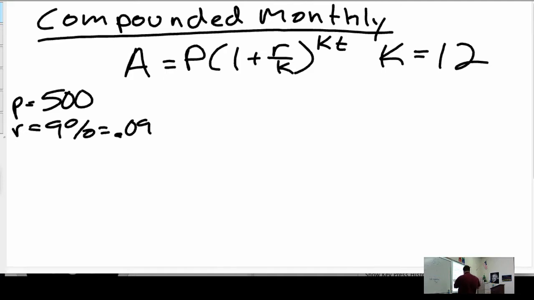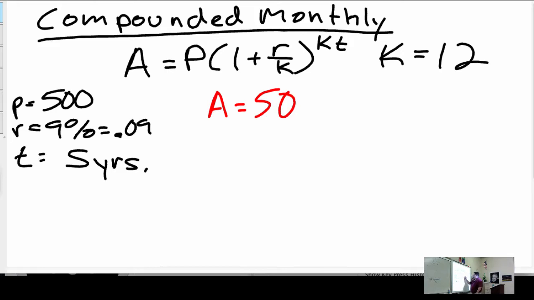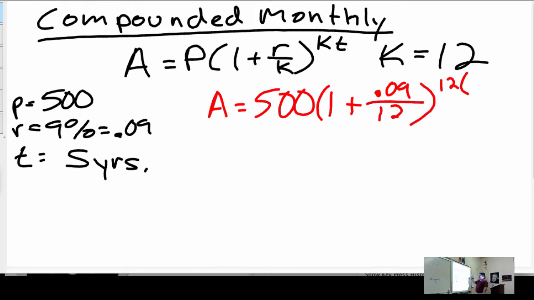It's compounded monthly. Then it even says 12 times a year. Find the value of his investment 5 years later. What variable is that? T. So this is really plug and shove, kind of. So we're going to plug this in. And we say, how much will it be worth if he invests $500 at a rate of 0.09 and K is 12 and the time is 5 years? Did I plug everything into my formula correctly?